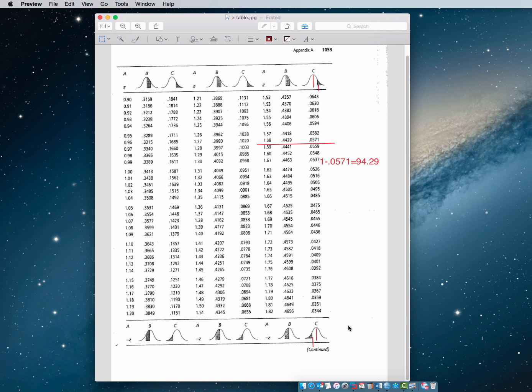So this is how the z-table can help you in terms of calculating percentile ranks and determining the position of raw scores relative to other scores in the distribution. A word of caution is that in order to use these percentages or these proportions, the curve, or the data, needs to be normally distributed.